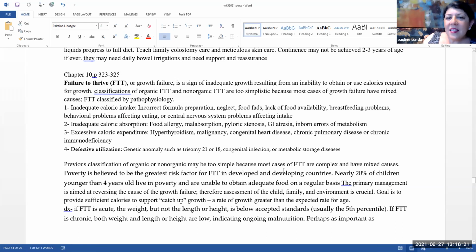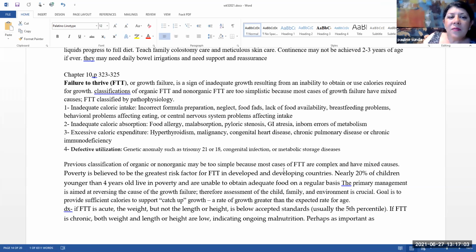Failure to thrive. This also is not in your GI chapter. This is in chapter 10, starting on page 323. So this is a growth failure, and this is a sign of inadequate growth resulting from an inability to obtain or to use calories required for growth. We used to use the terms organic and non-organic failure to thrive, but really that's just too simplistic because most cases of growth failure have mixed causes. So now we talk about it more according to its pathophysiology.